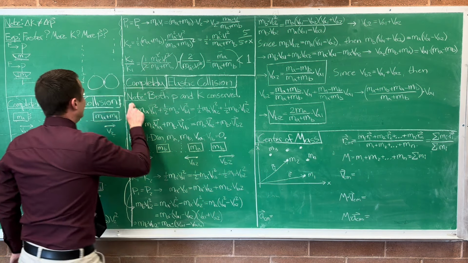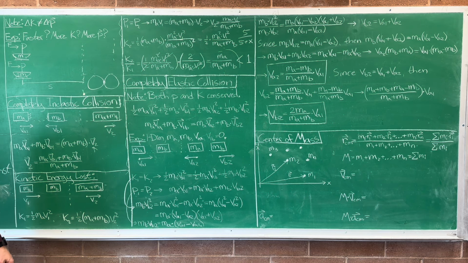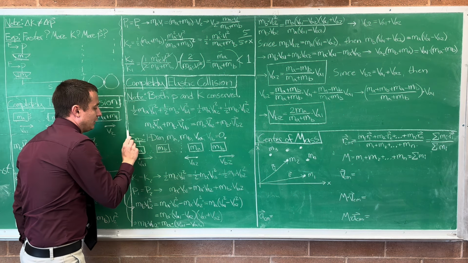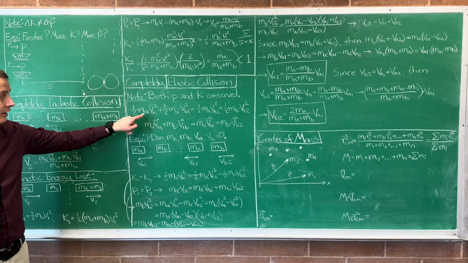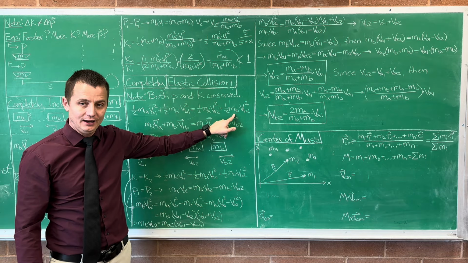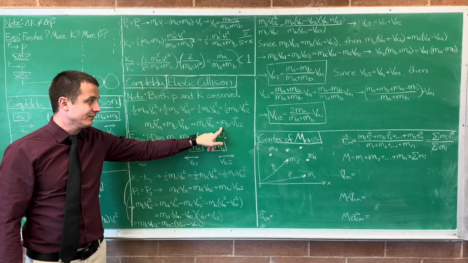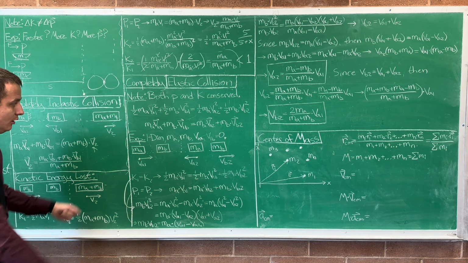So in inelastic collisions, momentum was conserved. In elastic collisions, both momentum and kinetic energy are going to be conserved. So now we're going to have two sets of equations that we're going to be able to use over and over again. The kinetic energy at the start has to equal the kinetic energy at the end. The momentum at the start has to equal the momentum at the end.